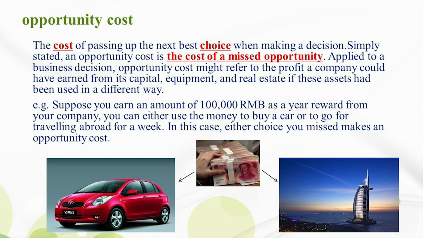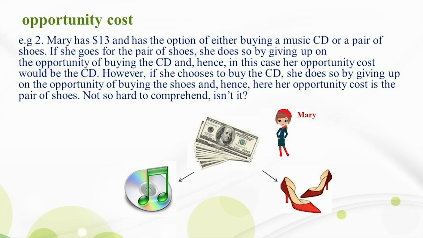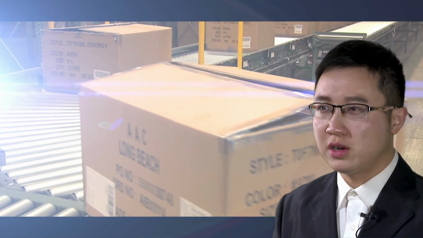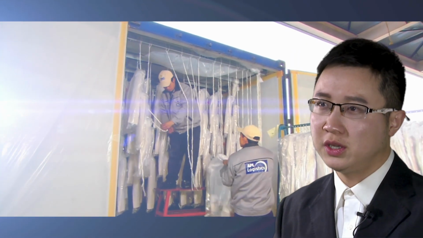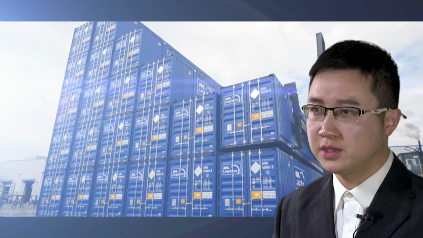Well, let's look at another example. Mary has $13 and has the option for either buying a music CD or a pair of shoes. If she goes for the pair of shoes, she does so by giving up the opportunity of buying the CD. And hence here, in this case, her opportunity cost would be the CD. However, if she chooses to buy the CD, she does so by giving up on the opportunity of buying the shoes. And hence, here, her opportunity cost is the pair of shoes. It's not so hard to understand, is it?